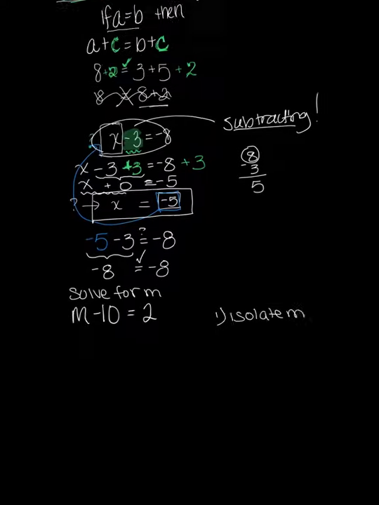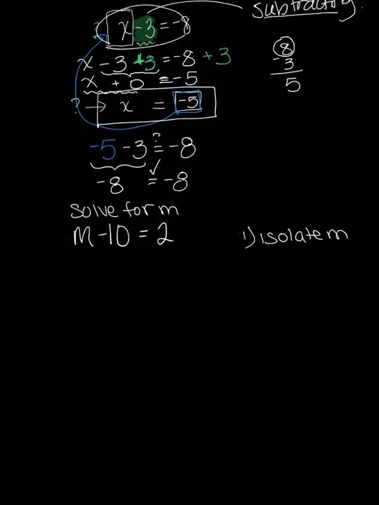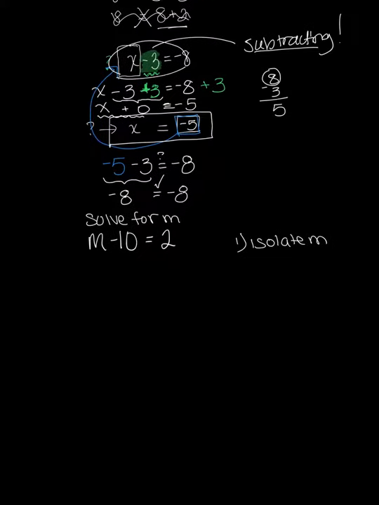Well, I have to use my addition property of equality, so I need to find what operation I'm doing on the same side as m. Well, the operation here is subtraction, so I need to do the opposite of subtraction, which is addition. So I'm going to take m minus 10, and I'm going to do the opposite. I'm going to add 10.